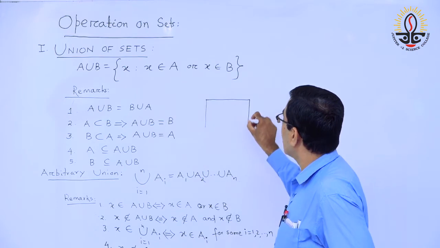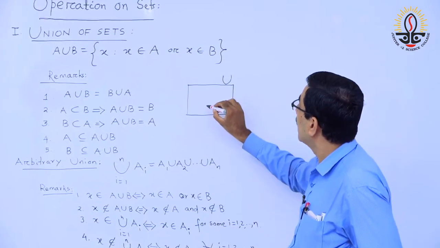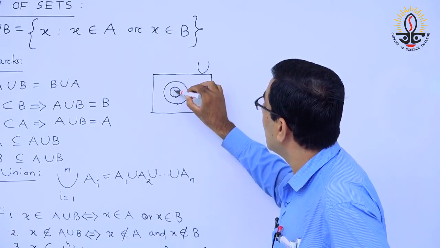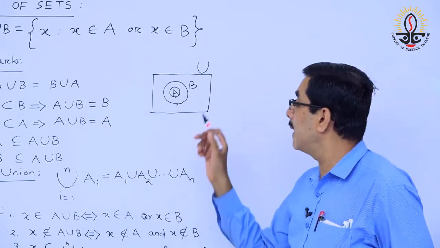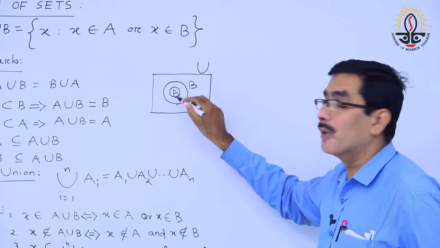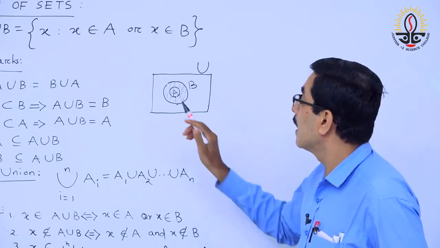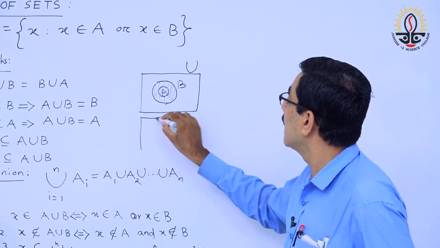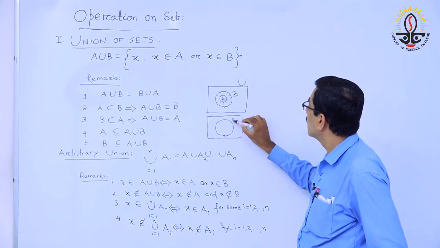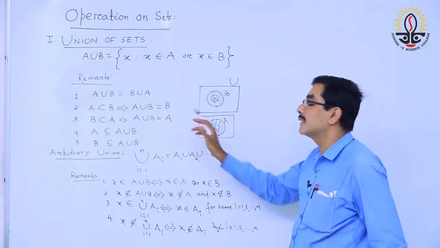Here you see the Venn diagram. This is U, the universal set, as I discussed in my previous class. Suppose A is a subset of B, which means A lies entirely in B. Then A union B will be this much, and this set is equal to set B. Similarly, if B is a subset of A, then A union B is equal to A.